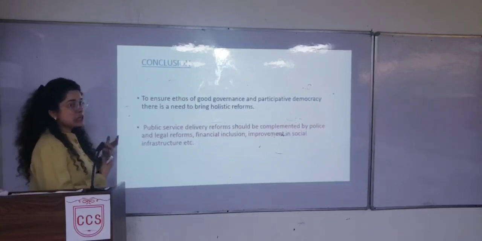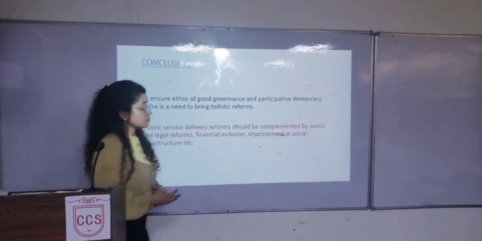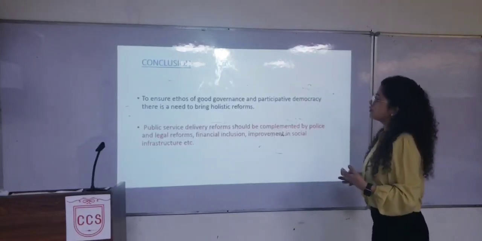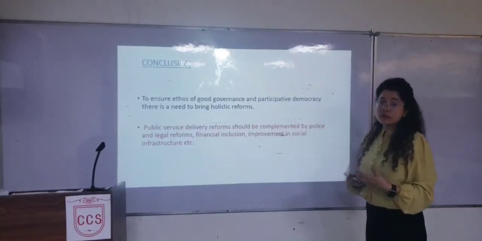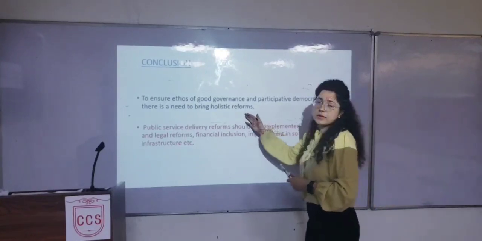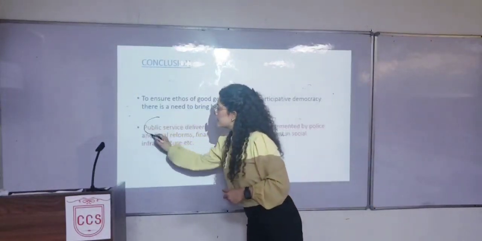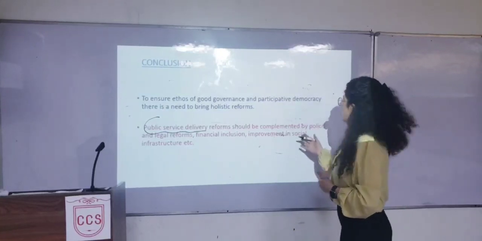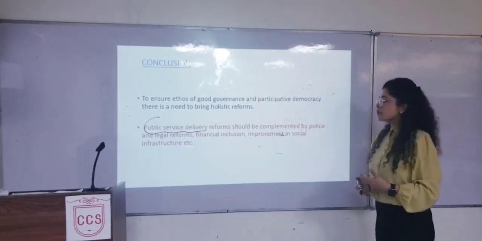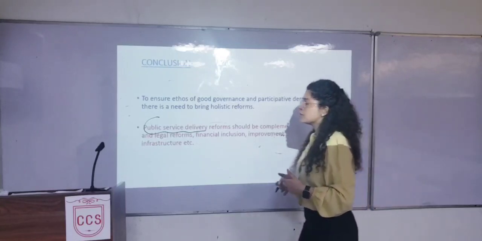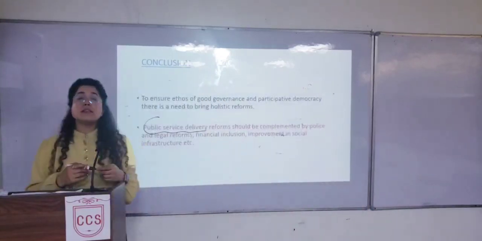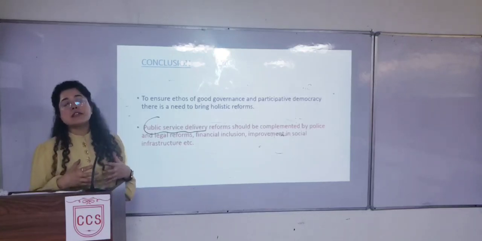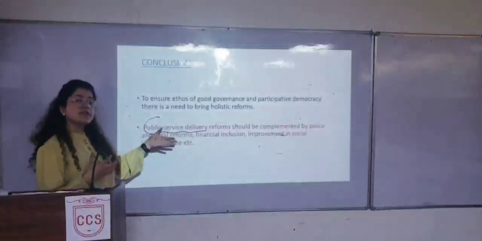Next, when we conclude, in order to ensure the ethos of good governance and participative democracy, there is a need to bring holistic reform. Such public delivery reforms are needed, but along with this, they have to be complemented by police and legal reforms, financial inclusion, and improvement in social infrastructure. Only then can the public services, that is your Right to Services Act, be adhered to fully and provided to all and sundry.